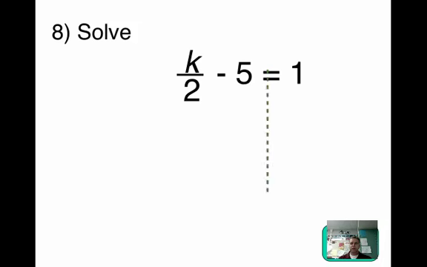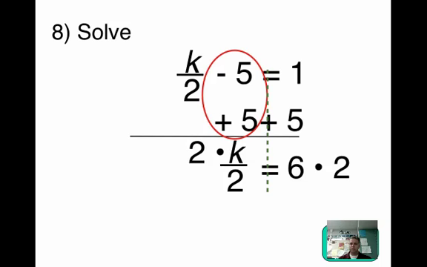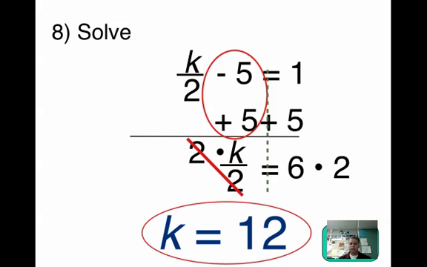Line down the middle. Add 5 to both sides, keeping our equation balanced. Those zero out. We get k divided by 2 is equal to 6. Multiply both sides by 2. Get our anorexic 1. And we get k is equal to 12. Did you get that one right?